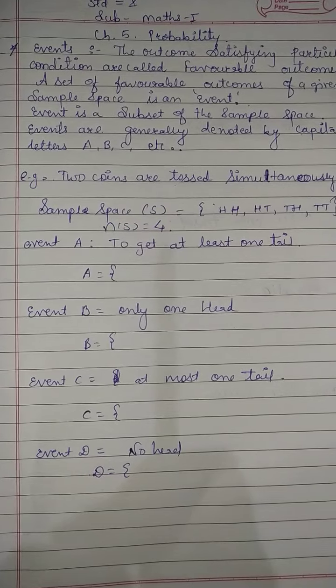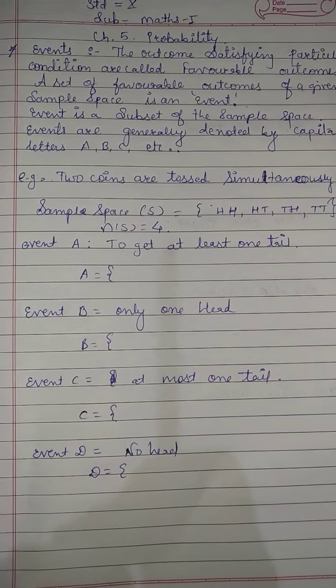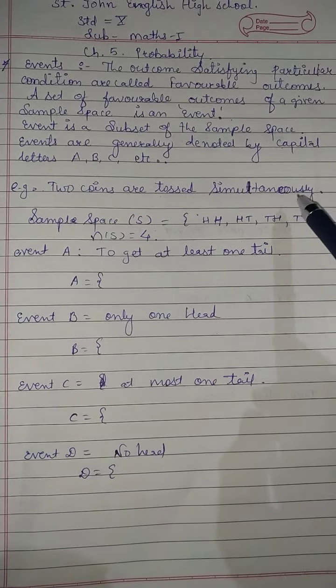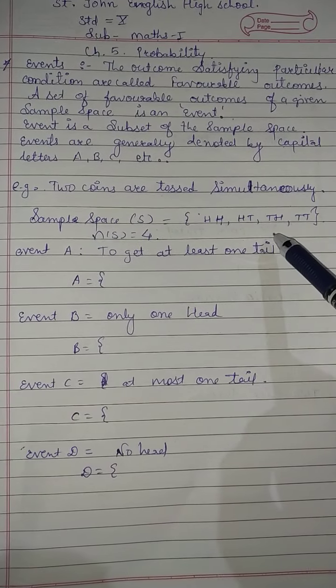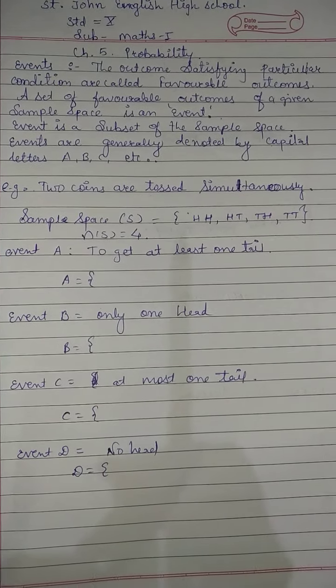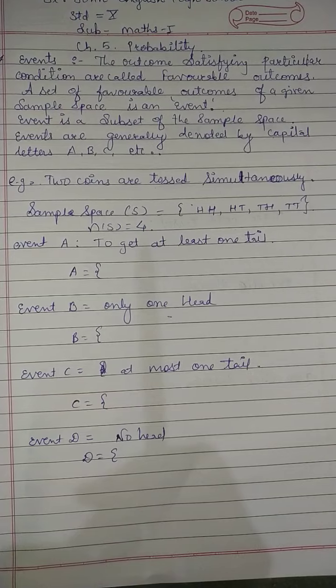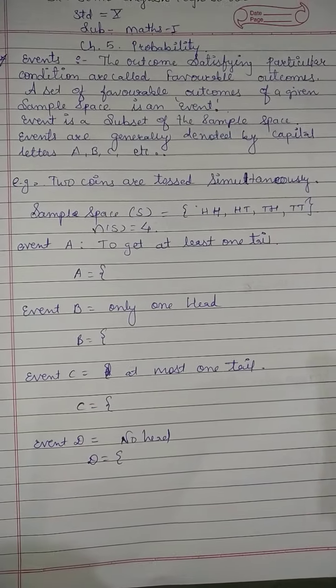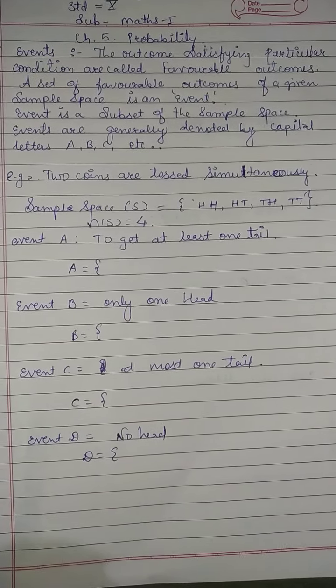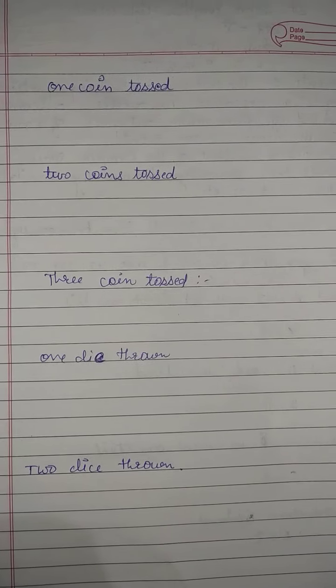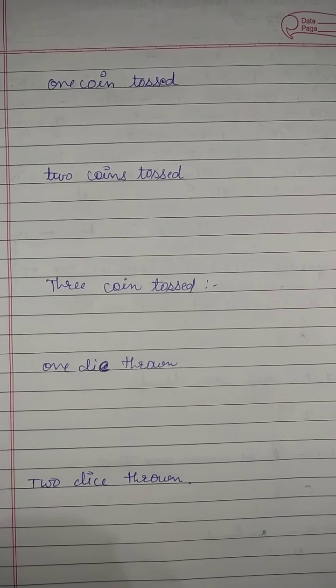Now I'll explain this with one example. Two coins are tossed simultaneously. Now why have I taken this example? Because I am going to show you how we can write or form a sample space of a given event. It's very easy to find out a sample space.